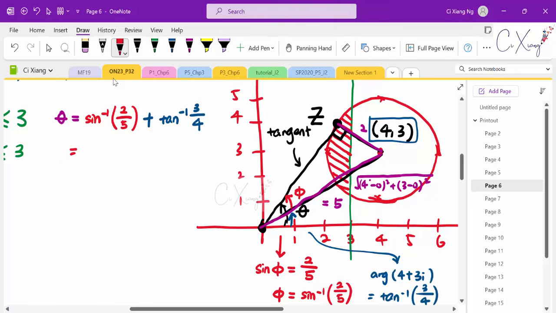Alright, by using the help of a calculator, try to get the answer for this addition of angles. It should be 60.4 degrees. Or if you want, you can keep it to 3 significant figures, which is 1.06. Alright, so basically this is how we get the greatest argument for the z from 0 plus 0i.